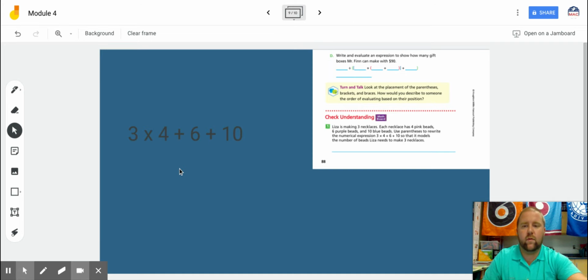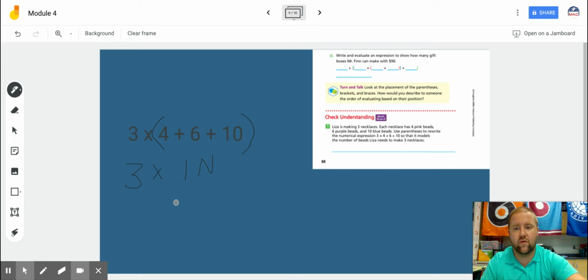Okay, so if we want to know how many beads for 3 necklaces, first you need to know how many beads are in 1 necklace. So when I'm trying to figure out where my parentheses are going to go, I know that it's 4 plus 6 plus 10 because there's 4 pink, 6 purple, and 10 blue beads. So then if I solve this, I multiply it by 3, because this will tell me how many are in 1 necklace. And then if I take that value and multiply it times 3, that'll tell me how many are in 3 necklaces.